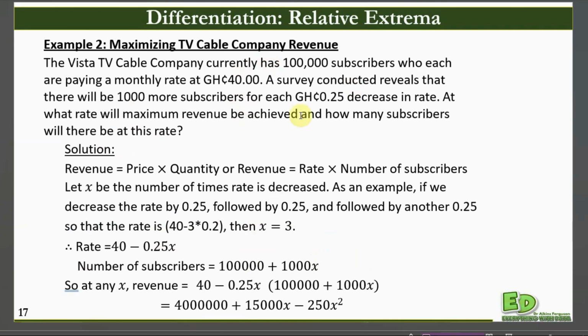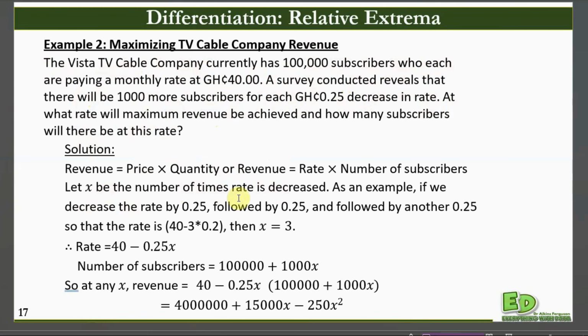This is also another example under relative extrema where we have to apply what we've learned. The Visa TV company currently has 100,000 subscribers who each are paying a monthly rate of 40 Ghana cedis. A survey conducted reveals that there will be 100 more subscribers for each 0.25 decrease in the rate. At what rate will maximum revenue be achieved, and how many subscribers will there be at this rate? It's talking about maximum revenue, so total revenue, which is price times quantity, right?